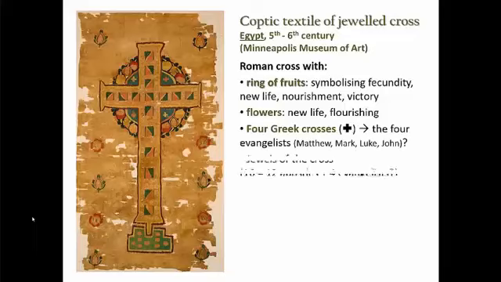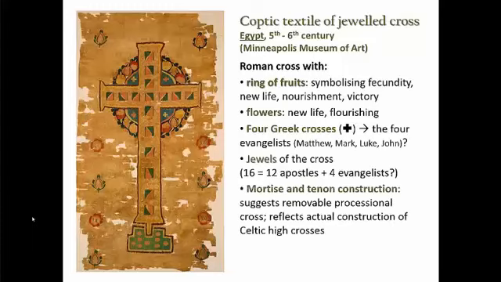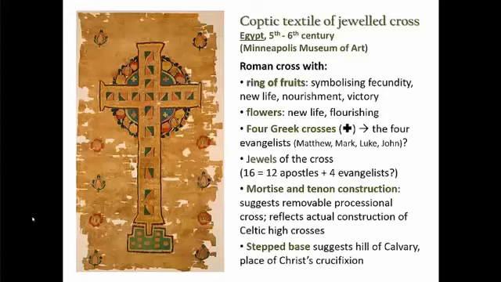The jewels within the cross itself number 16. It has been suggested that this number is representative of the 12 apostles and the 4 evangelists. Finally, this particular cross features mortise and tenon construction. This suggests a removable processional cross, and may reflect the actual construction of a Celtic high cross. Note as well the stepped base, which suggests the hill of Calvary, or the place of Christ's crucifixion.